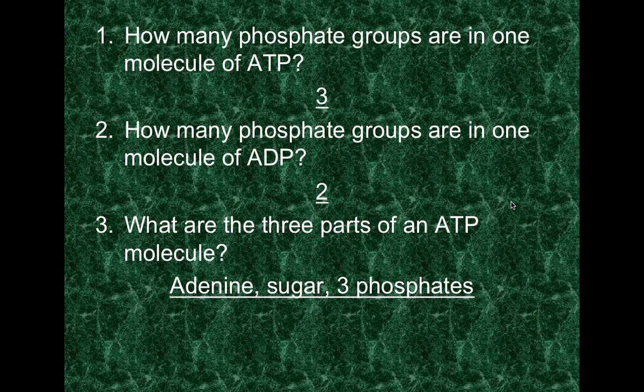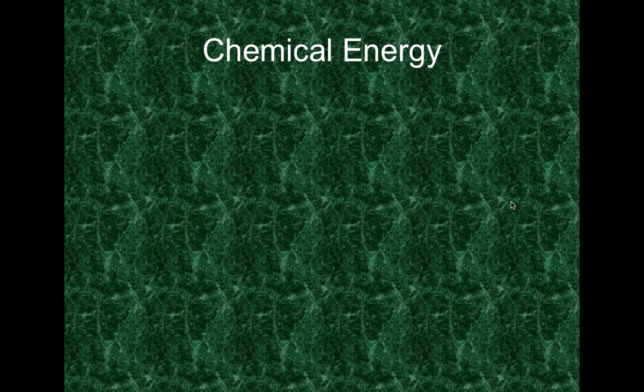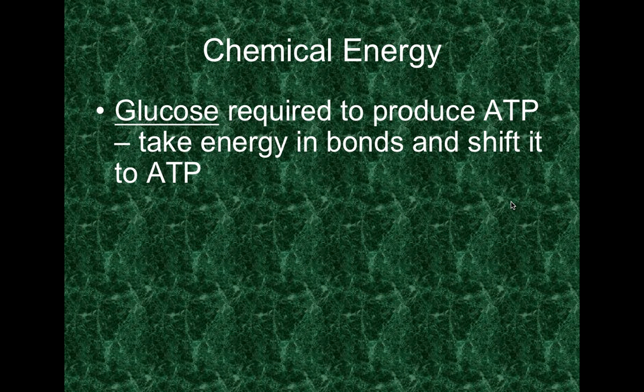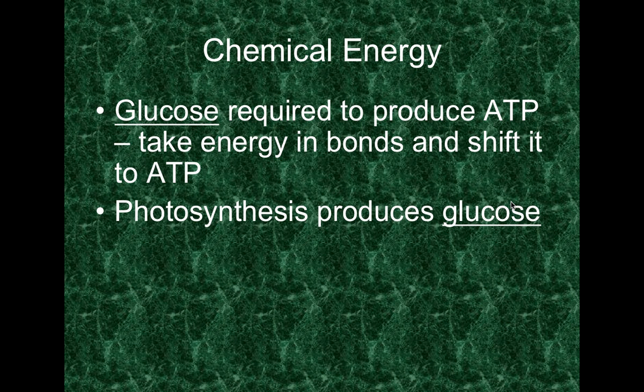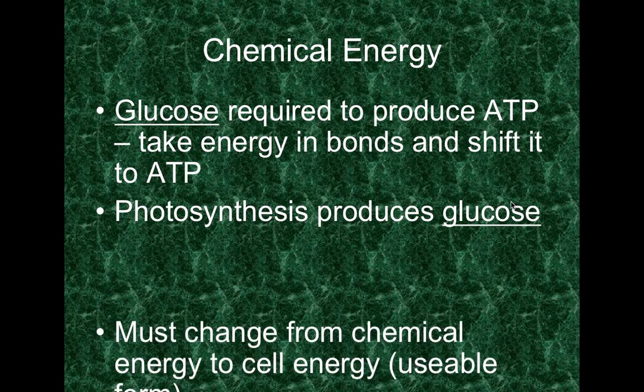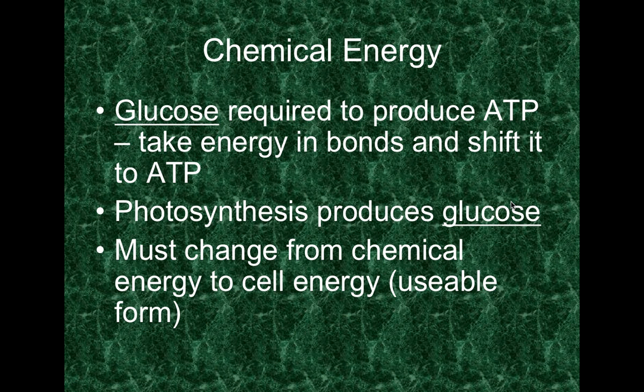So, if we think back now to photosynthesis that we talked about before, we need that glucose that we made at photosynthesis in order to produce ATP. Basically what we're doing is we're taking the energy in the glucose bonds and we're shifting it to the usable form of cell energy in ATP. So we know that photosynthesis produces glucose, but we're going to have to change that from that form of chemical energy into cell energy, which is its usable form.